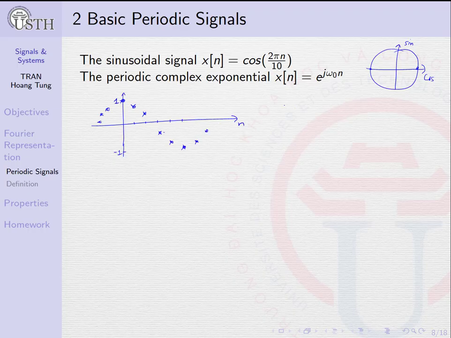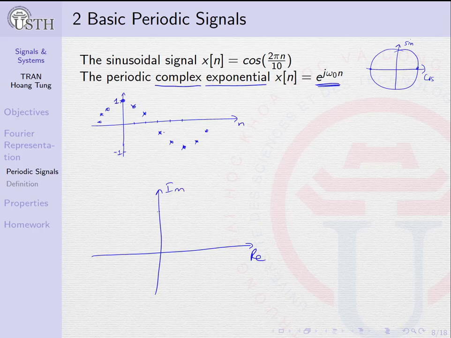Okay, that was a real signal. What about a complex exponential signal like e to the power j omega 0 n? In this case we need a unit circle in the complex plane, with the real and imaginary parts. With the unit circle, we can visualize the signal x[n] equals e to the power j omega 0 n.